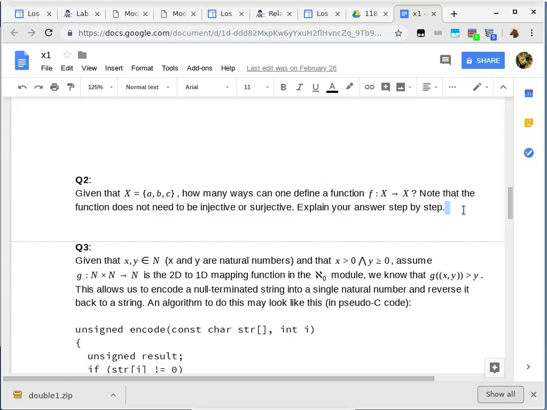So there are several ways to do it. One way is to exhaustively list every single way. That's one way, but it's going to be quite tedious. The other way is to just explain verbally how you come to your conclusion. So how would you approach a problem like that? What is going through your mind? What makes a Cartesian product a function?